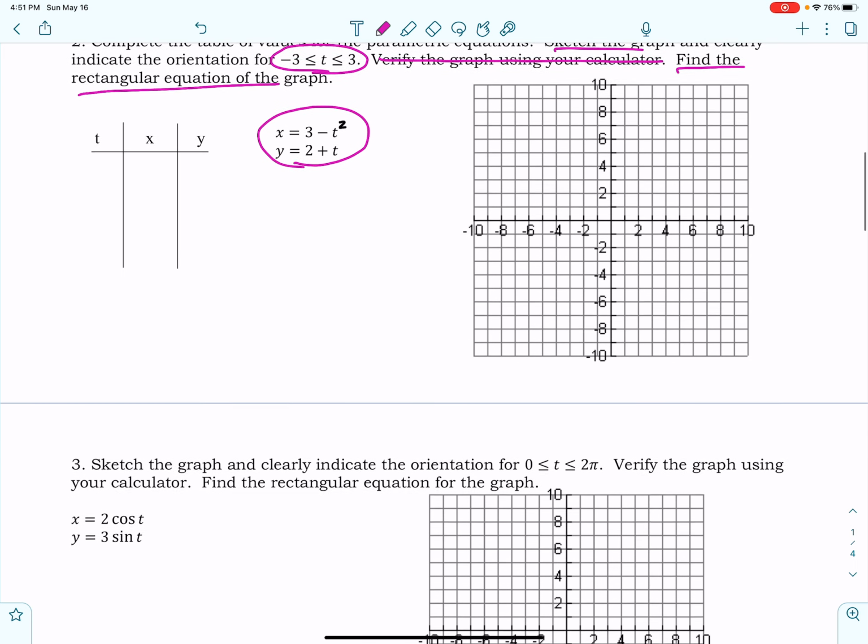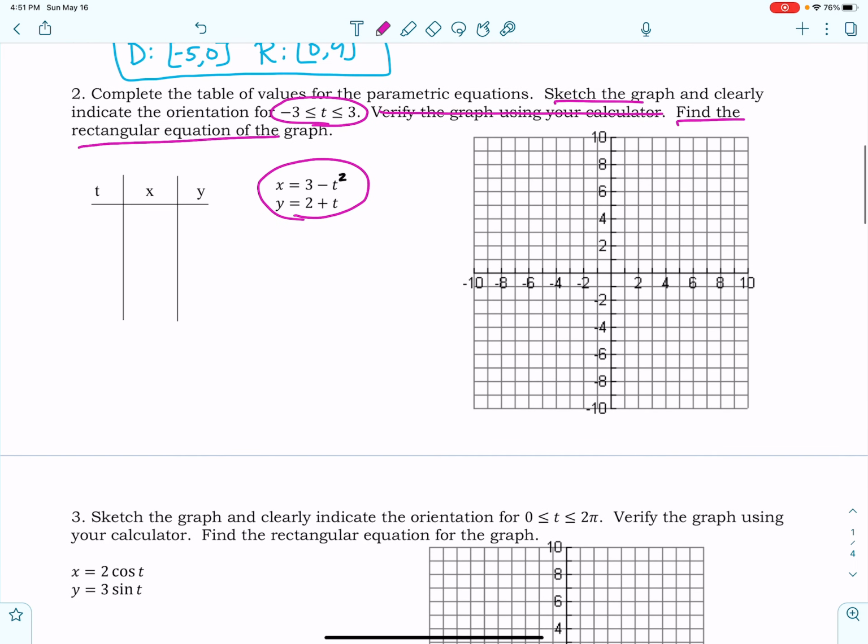So for t, I'm going to have the following values: -3, -2, -1, 0, 1, 2, and 3. So I'm going to substitute in for each of my equations. So let's go ahead and find all of our x values. So x is going to be equal to 3 minus -3 squared. So that's going to give me 3 minus 9, which is -6.